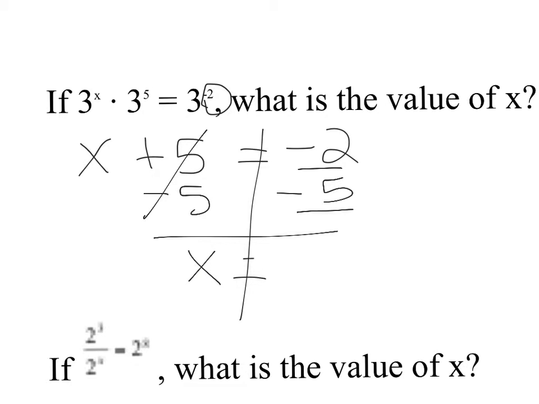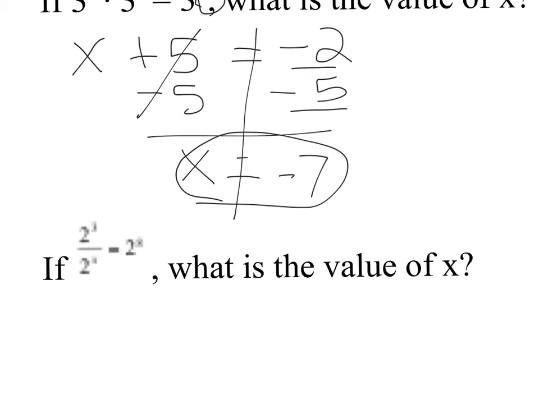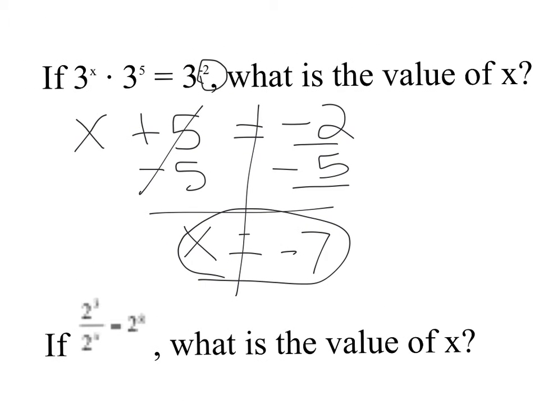The signs are the same. Add it up and keep the sign. So my answer for this is x equals negative 7. To go a little bit further with that one, we could check our work pretty easily. If x is negative 7, I put negative 7 in for x: negative 7 plus 5, does that give me negative 2? And it does, so it checks out.